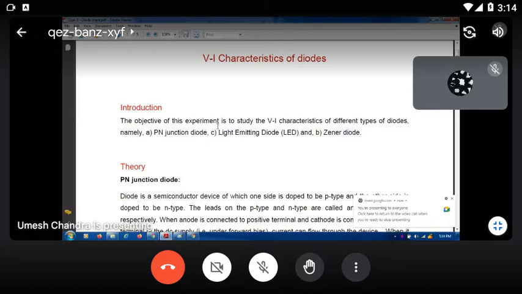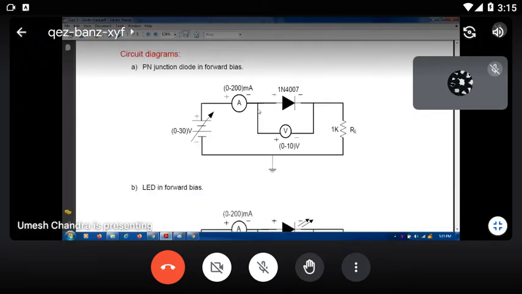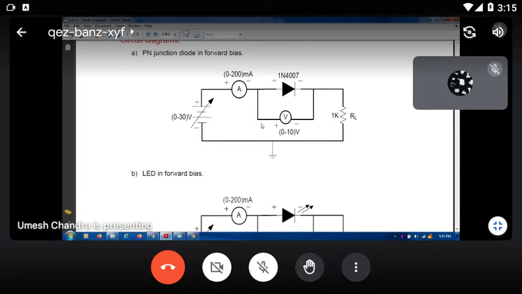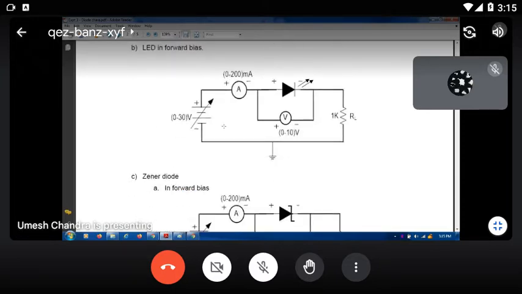Then here, one ammeter and another is voltmeter. The ammeter is connected in series, but the voltmeter is connected in parallel. This is the diode, cathode and anode, and this is a one kilo ohm resistor. This is the PN junction diode forward bias with LED.